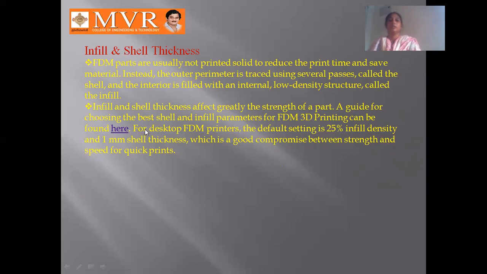Infill and shell thickness greatly affect the strength of a part. A guide for choosing the best shell and infill parameters for FDM 3D printing can be found here. For desktop FDM printers, the default setting is 25% infill density and 1 mm shell thickness, which is a good compromise between strength and speed for quick prints.